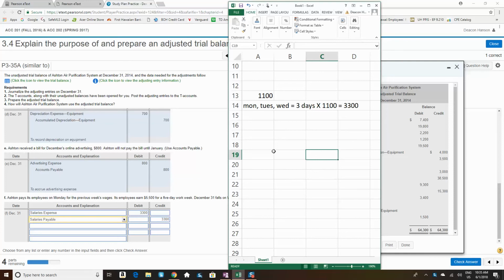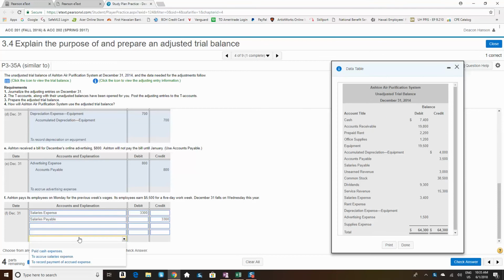If Wednesday is December 31st, Thursday would be January 1st, Friday would be the 2nd, Saturday the 3rd, Sunday the 4th, and Monday would be the 5th. So they would get their $5,500 payment on the 5th, which is Monday, but 3 days of that relate to 2014, everything up through Wednesday. So we're going to say this is to accrue salaries expense.